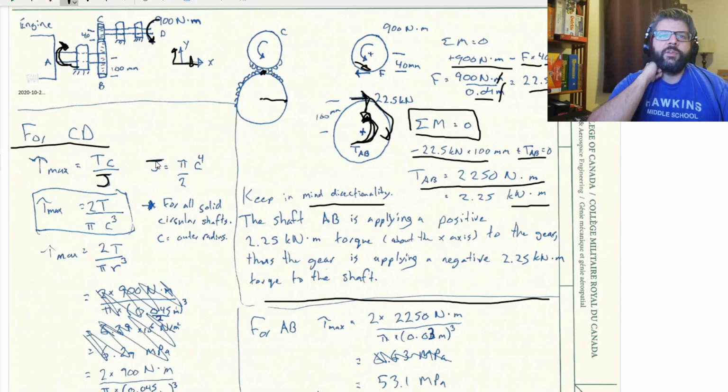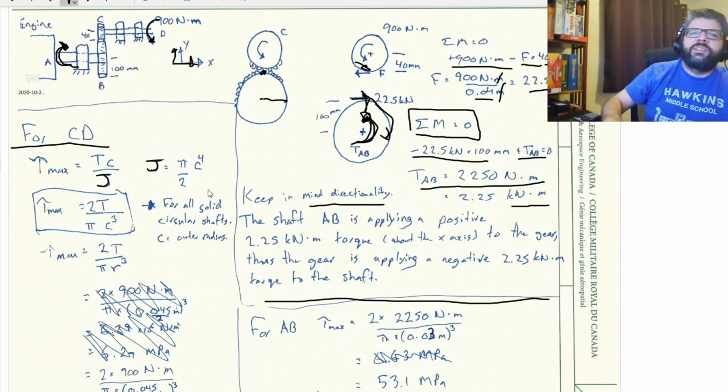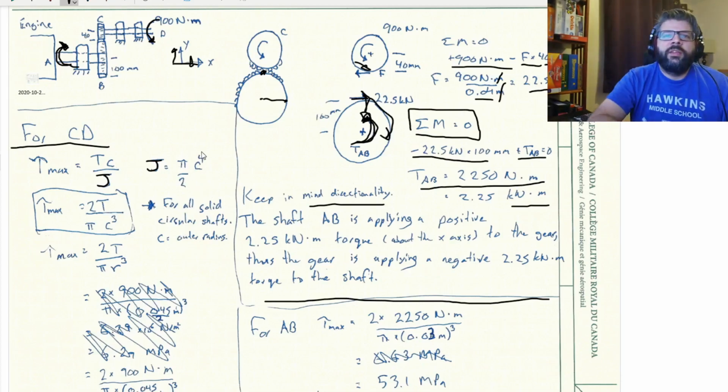Anyway, the J for a solid circular shaft, or the J for a circular cross section, is pi over 2 times C to the fourth, or R to the fourth, whichever you want to denote it as. And then plugging this in, we move the 2 to the top, we got the pi on the bottom, we got the C to the fourth on the bottom, and then the C on the top. So at least one of those cancels out. We got a C over 3 here.